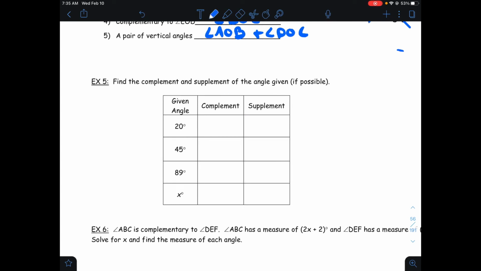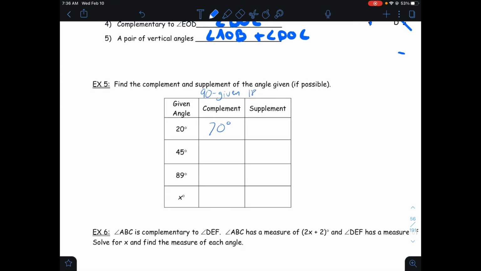Actually, sorry, my writing's pretty thick there. So you're going to do 90 minus your given to find its complement. So for this one, you would do 90 minus 20, you get 70 degrees. To find your supplement, you're going to do 180 minus your given. So in this case, you would get 160, because I would do 180 minus 20.